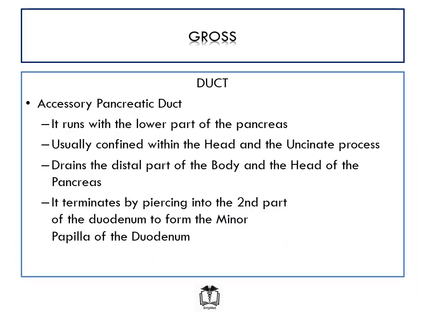Now, the accessory pancreatic duct is found at the lower aspect of the pancreas, usually tends to be confined to the head and the uncinate process of the pancreas. It drains just the distal aspect of the body and the head of the pancreas, and it terminates in a second opening in the duodenum. This opening tends to be regarded as the minor papilla of the duodenum.